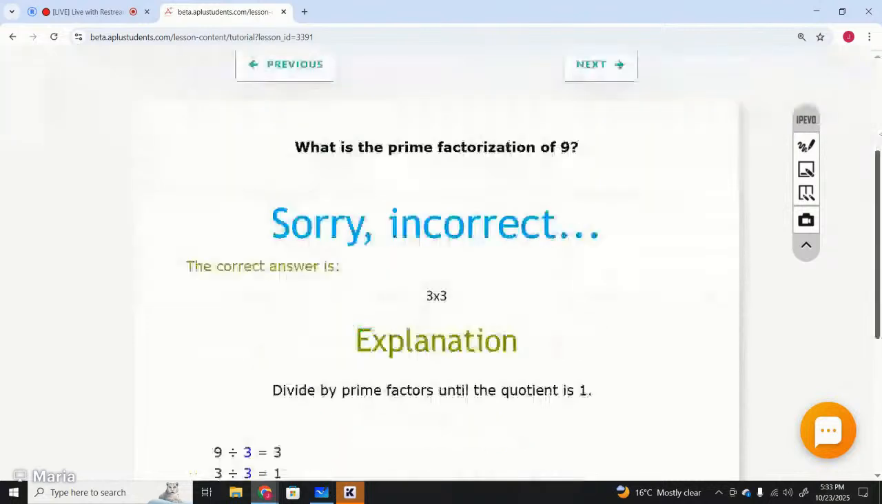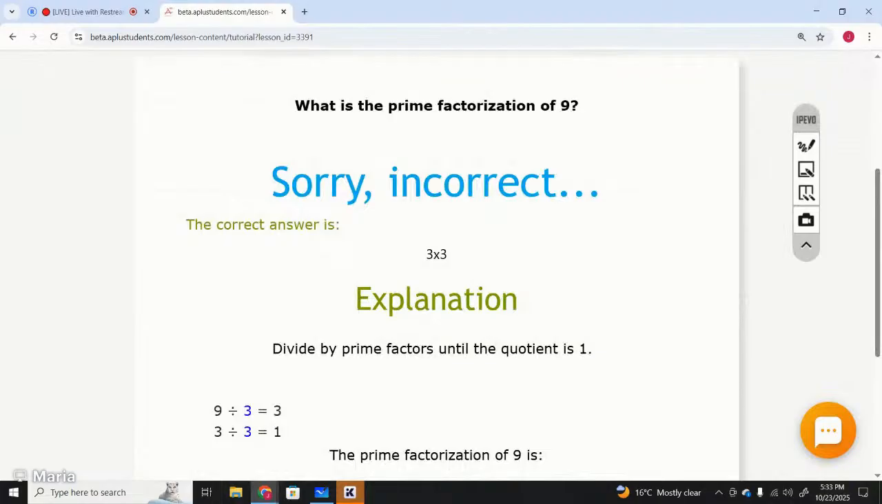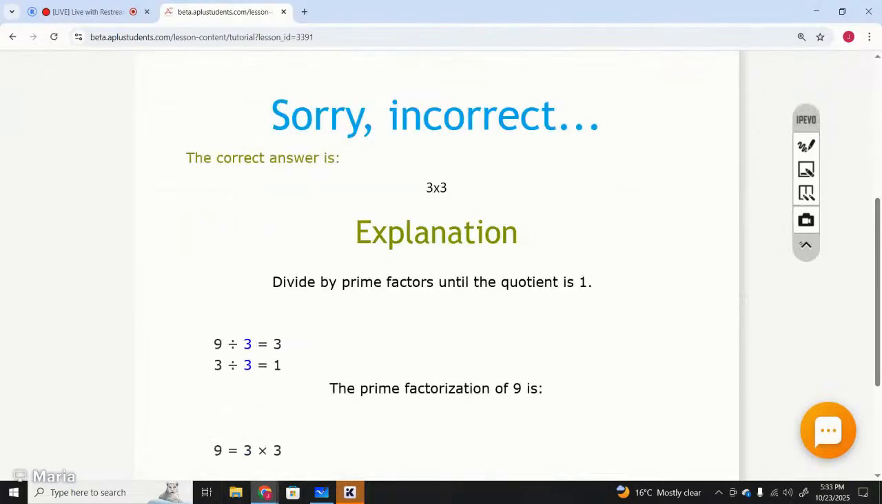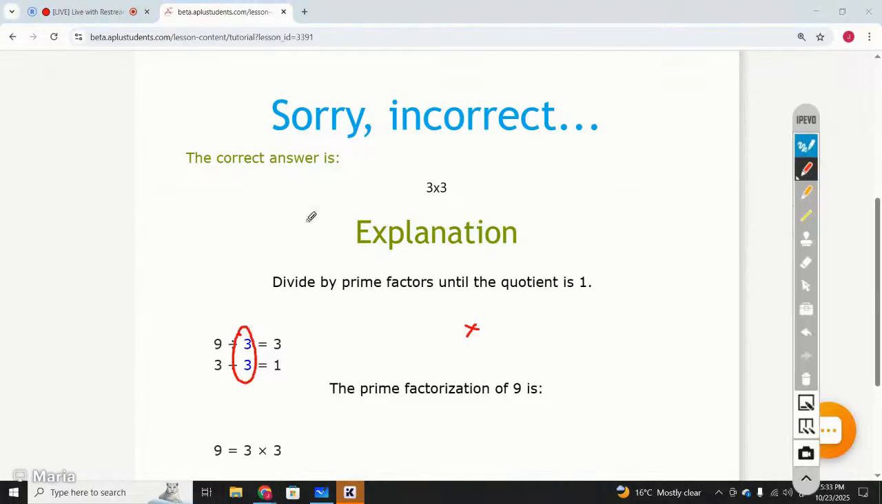What is the prime factorization of 9? So how do we find the prime factorization? We need to divide 9 by the smallest prime number. 9 divided by 3 equals 3. And 3 divided by 3, we need to divide again by the prime number until the answer is 1. So these are the prime factors. They are 3 times 3.